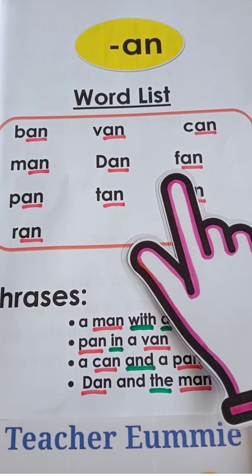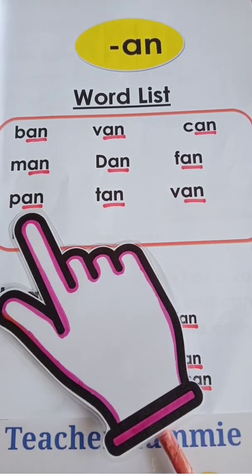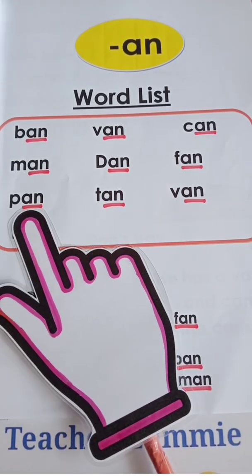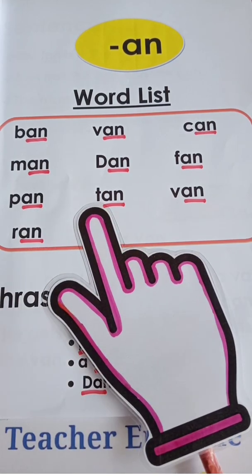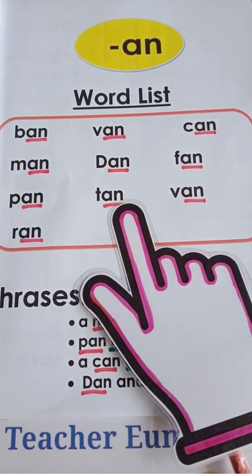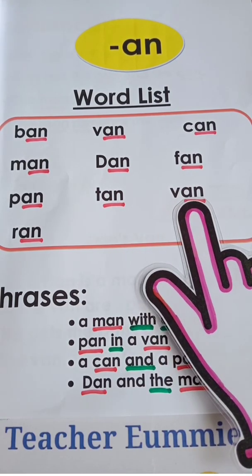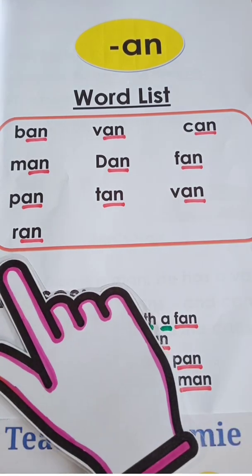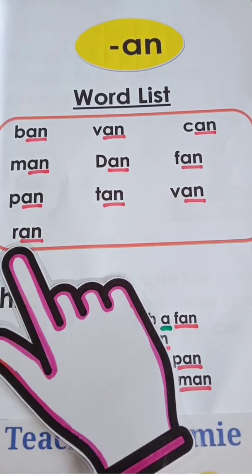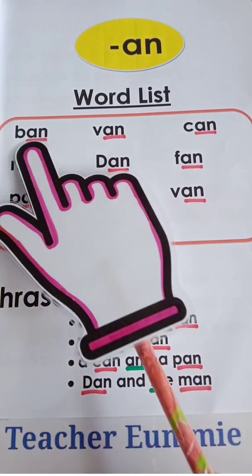F, an, fan. P, an, pan. T, an, tan. V, an, van. R, an, run. Okay, let's read again together.